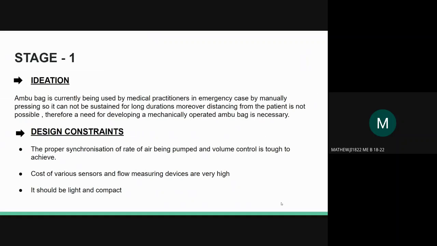Stage 1: Ideation. Ambu bag is a device which is already being employed by medical practitioners for artificial respiration in emergency cases. The only problem is that continuous pumping of air to the patient cannot be sustained for long hours.